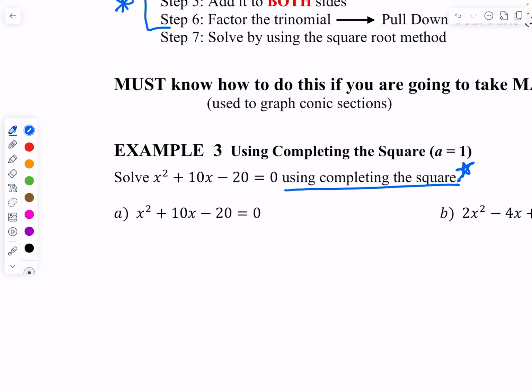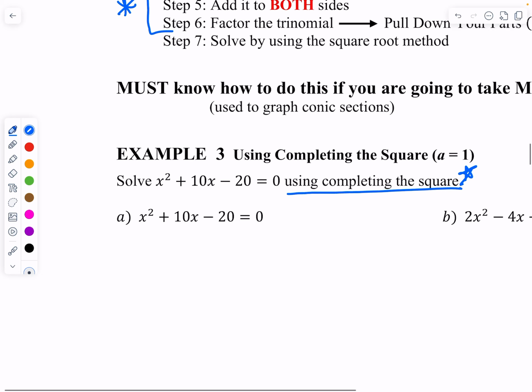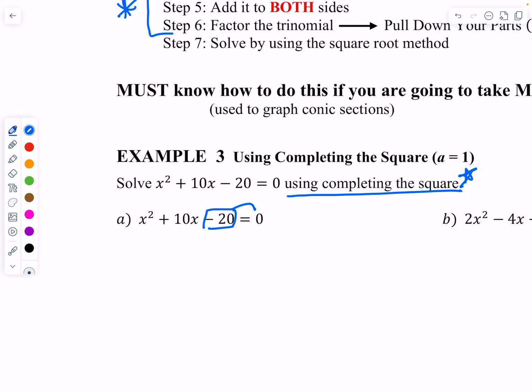So the first thing we've got to do is we want to get the constant on the other side. So we're going to add 20. So we're going to have x squared plus 10x. I'm going to leave a little space right there.